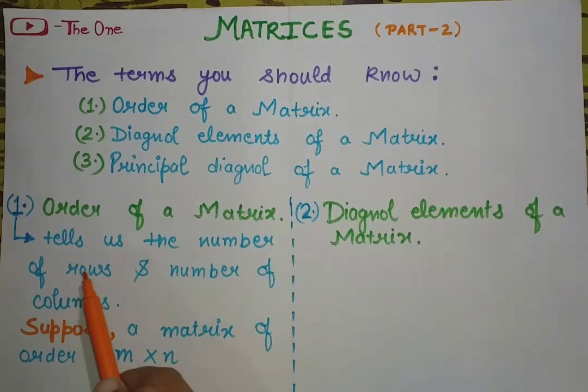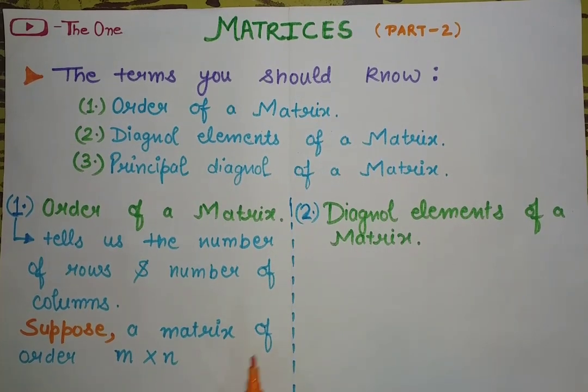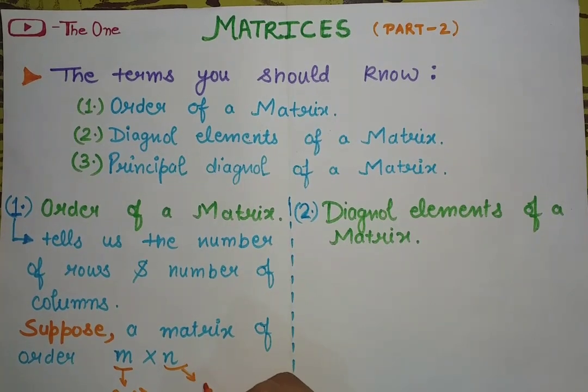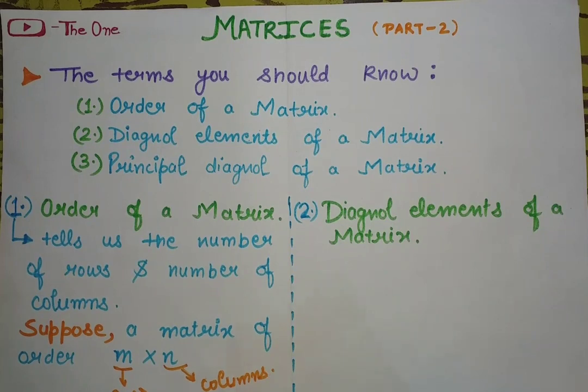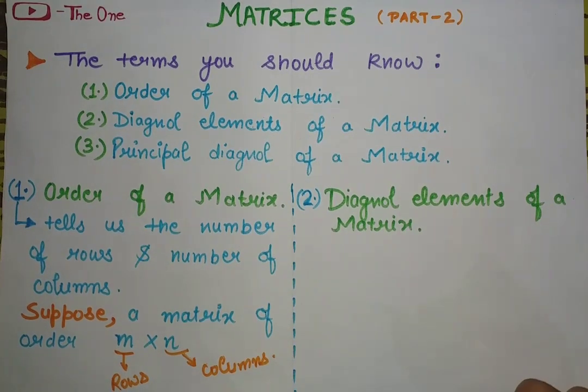Order of a matrix, which we have already learnt in part 1, tells us the number of rows and number of columns. Suppose a matrix of order m by n, where m represents number of rows and n represents number of columns. So now it's easy to determine the number of rows and number of columns in any type of matrix.